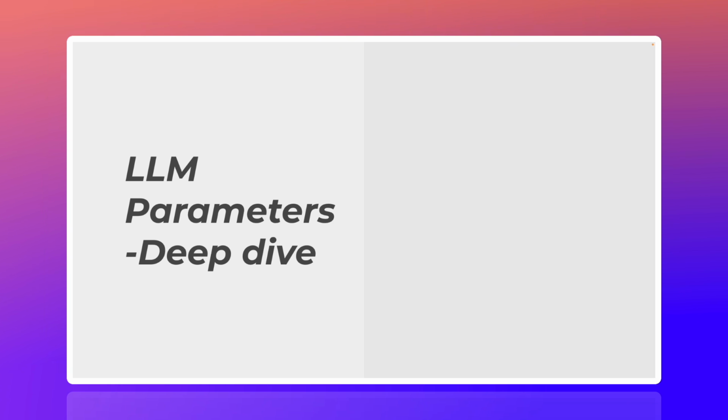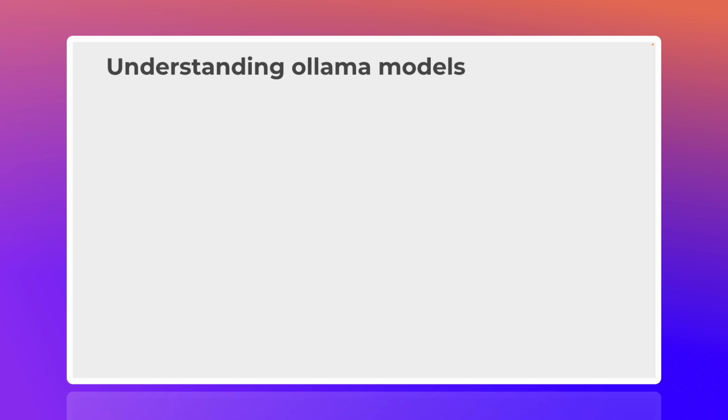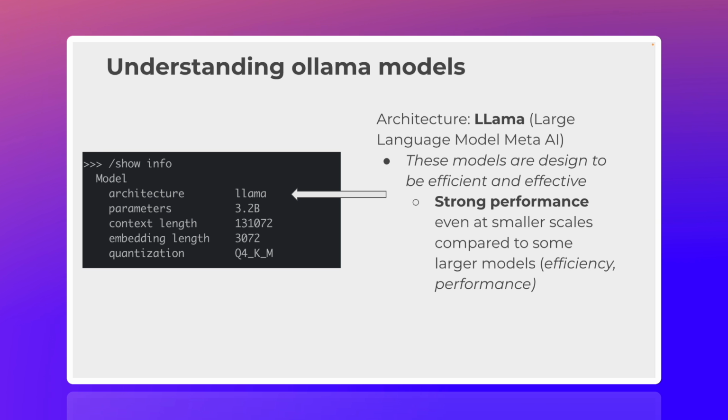Let's look at parameters and do a quick deep dive so that we understand a little bit more about the information that comes with models. So we're going to learn what parameters are as well as what they really mean. Right, so when we ran the show info command, we saw this: the model, architecture Llama, parameters of course 3.2B, context length, embedding length, quantization, and so forth. So what do all of these mean? Let's start with the first one, the Llama architecture here. First of all, the architecture side of things, that means it was architected.